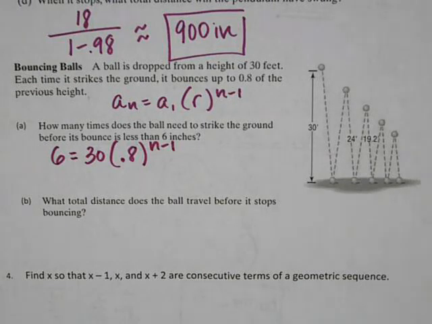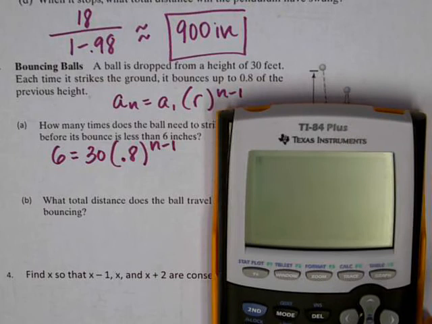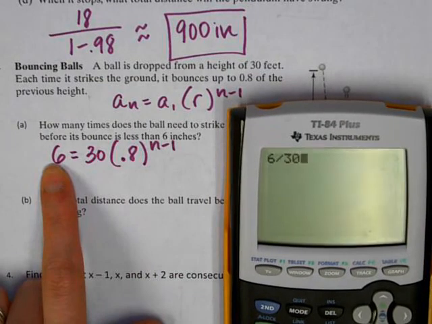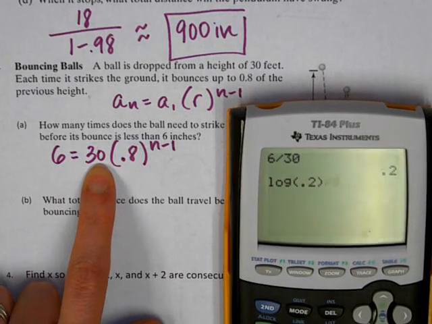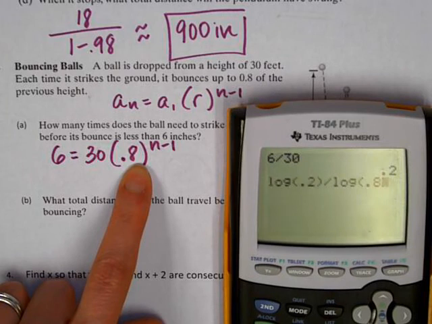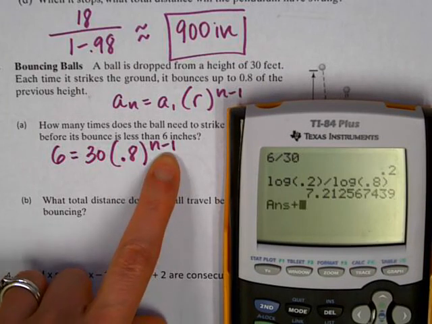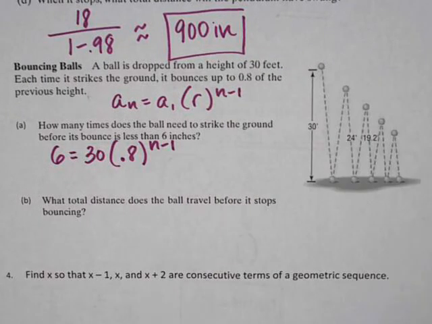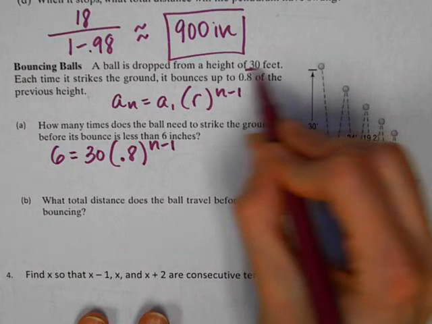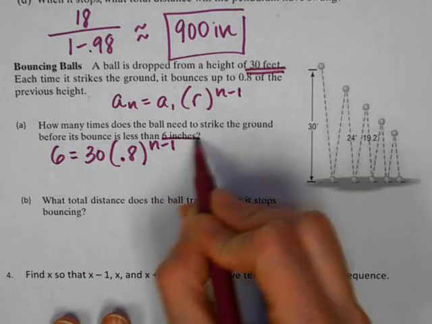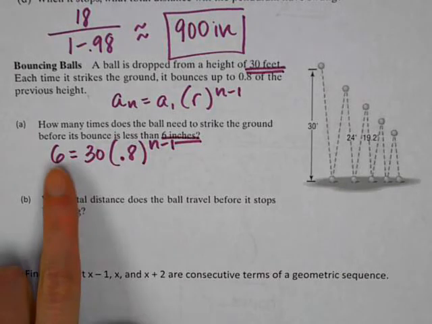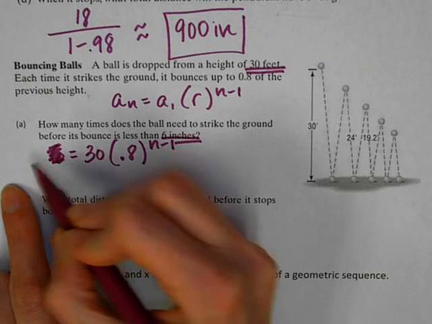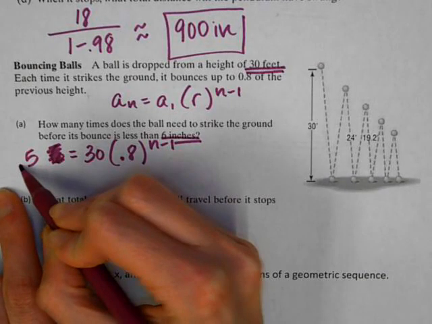All right, so same as before, we're going to use logs. I'm going to start by doing 6 divided by 30. And then I'm going to do log of that divided by log of 0.8. And then I'm just going to add 1. Okay, so I got, oh, you know what I forgot to do? Oh, sorry guys. This is in feet. This is in inches. So we need to do a conversion. So 6 inches is how many feet? It's half a foot. So this should be 0.5.